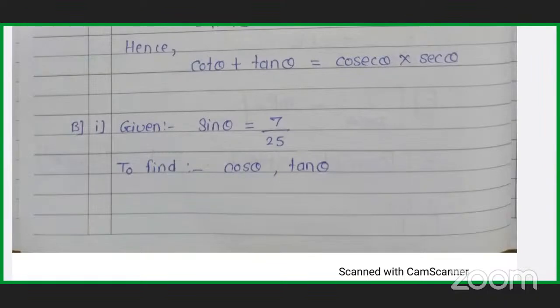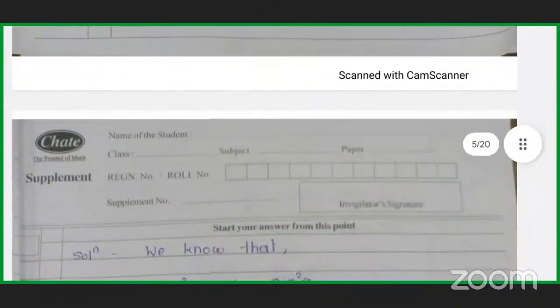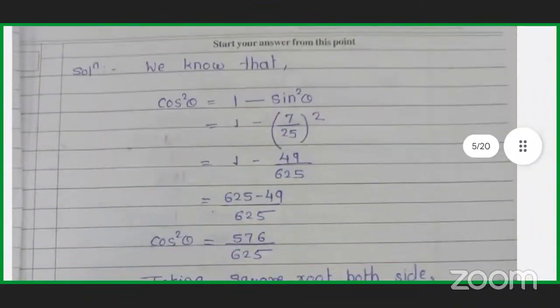So what is question number B1? Here sin theta is given as 7 upon 25. Find the value of cos theta and tan theta. So we know that cos square theta is nothing but 1 minus sin square theta. So 1 minus sin theta value is replaced by 7 upon 25, that is square.